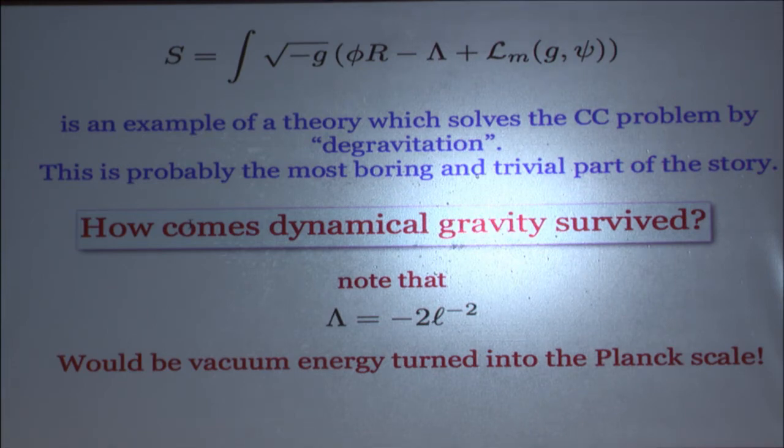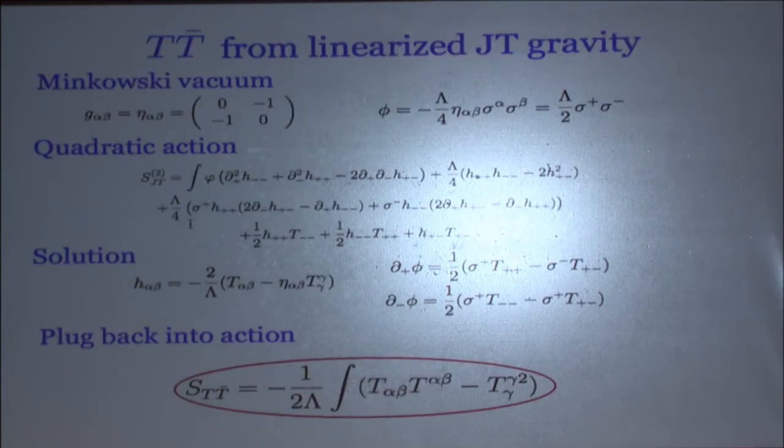So gravity survived. Just as a warm up, let's see that indeed, in a straightforward calculation, the TT bar operator appears from this gravitational theory, namely one finds the Minkowski vacuum. The Minkowski vacuum has this form: flat metric, and the dilaton has this quadratic profile. And then one just looks at the quadratic perturbations. The gravitational sector here is purely topological. There are no propagating degrees of freedom here. So you may perturbatively integrate out H and phi.